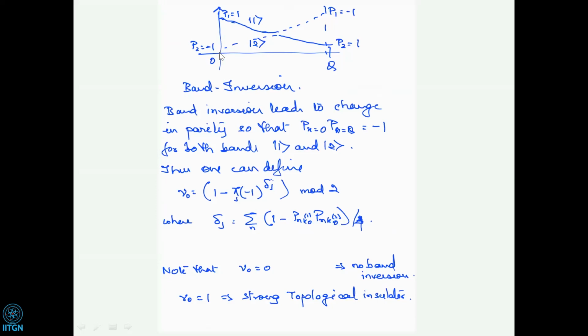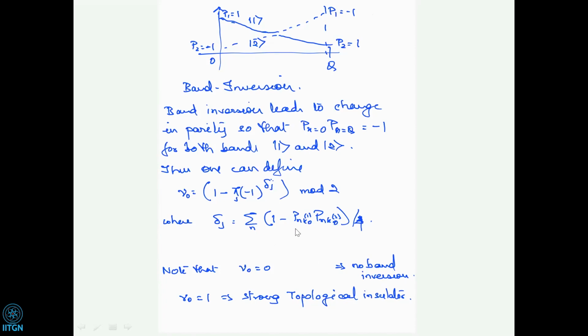But if there is a band inversion, and if the other band has a parity which is different, which is typically the case for these Kramers pairs, then of course the product of these two parities, P1 at k equal to 0 and P1 at k equal to -1, Q, is odd. Otherwise it's even.